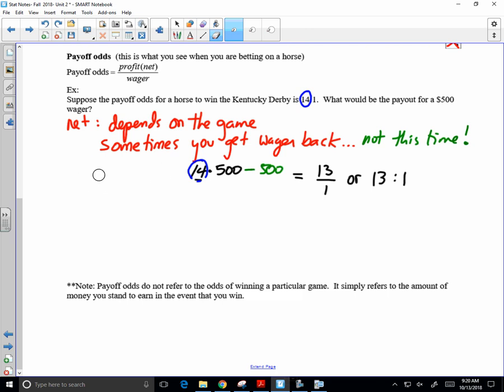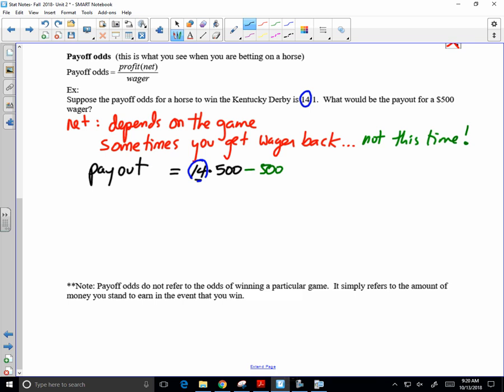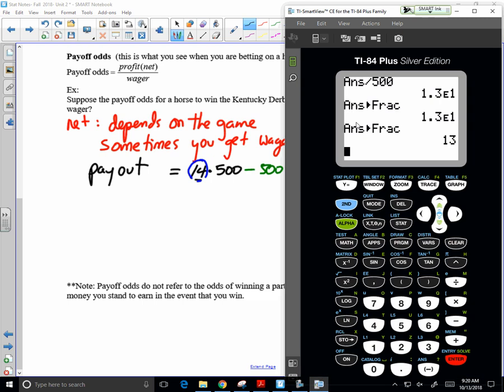Fool. It said it right there. Like, how did I miss that? The payout is just the top. Right, because they gave us the payout odds in the problem. So it's 6,500.